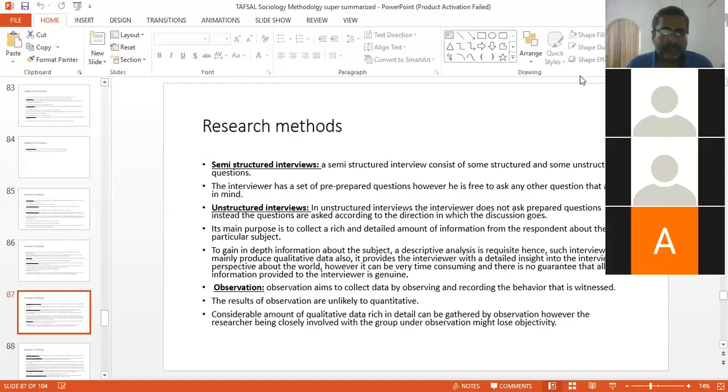Okay, and the idea here is to get detailed information from the respondent about the subject, and this information then can be used for descriptive analysis. So this is a very qualitative way of approaching the subject matter, where the respondent is given room to answer questions based on his opinions, and then we record his responses.